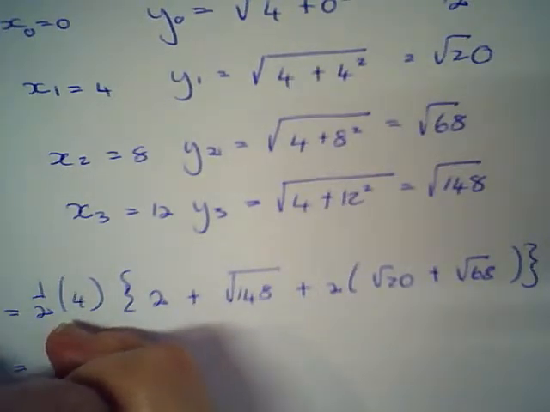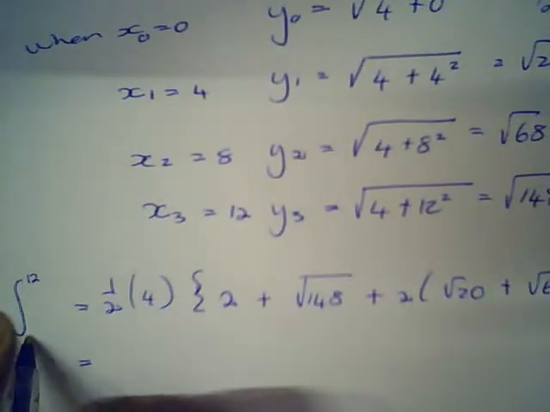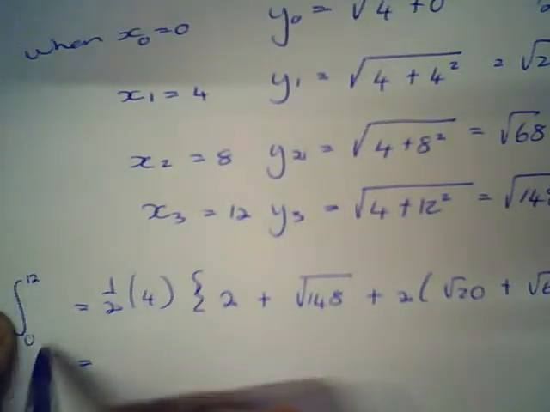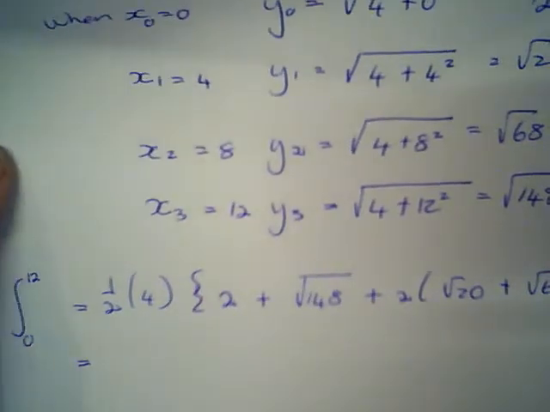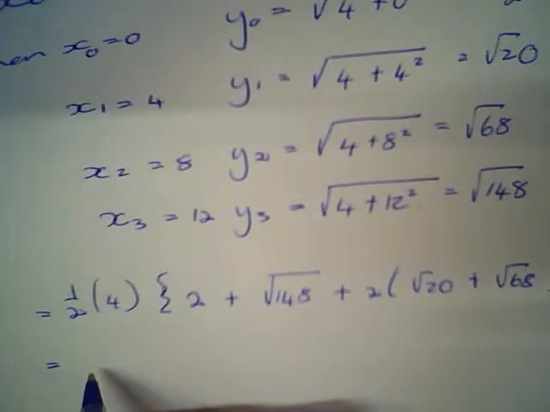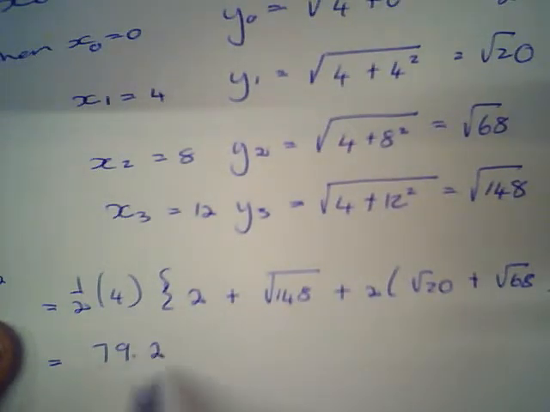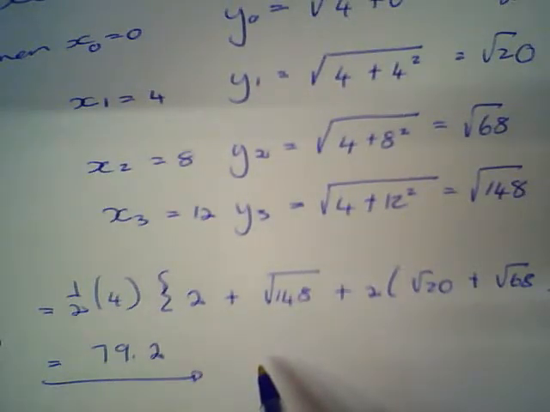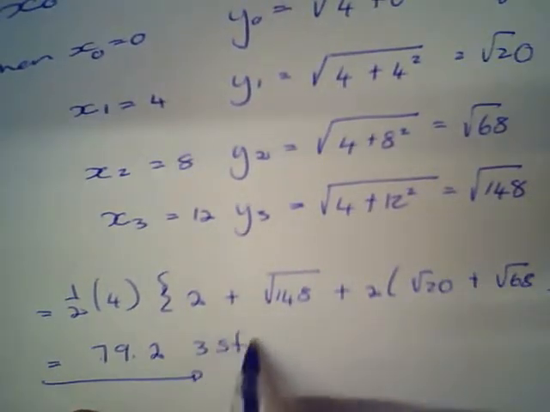So this is the integral with an upper bound of 12 and a lower bound of 0. So this would be the area. Remember, this trapezium rule gives us the area, and my final answer, if I quickly tap it into my calculator, would give me 79.2. And they asked us correct to 3 significant figures. 1, 2, 3, so 3 significant figures. Okay, good. So that was question 3.